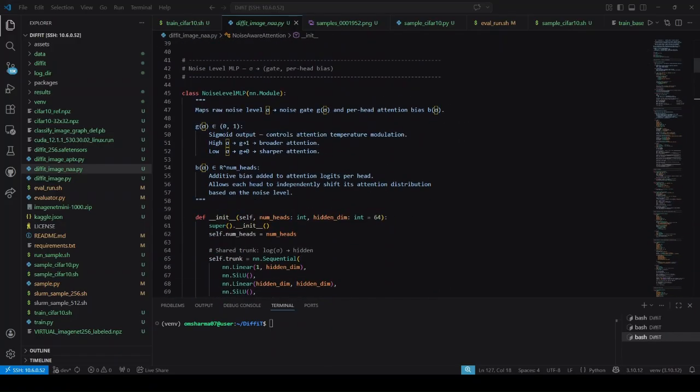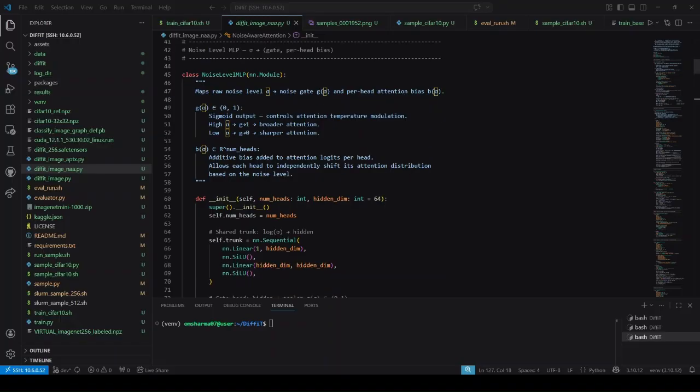This is the noise level MLP class that takes raw sigma directly as input. It outputs two things: a gate G of sigma, which is a scalar between 0 and 1 produced by a sigmoid, and a per head bias B of sigma, which is a vector with one value per attention head. Then in the attention computation, I modified the logits like this.